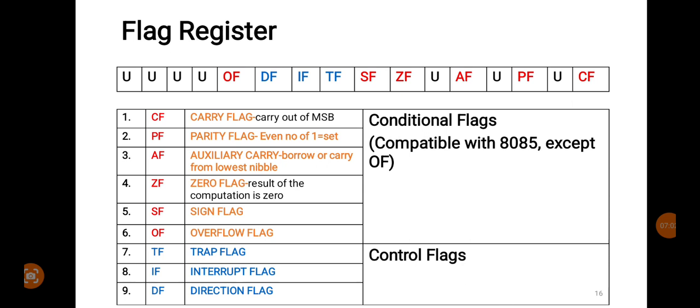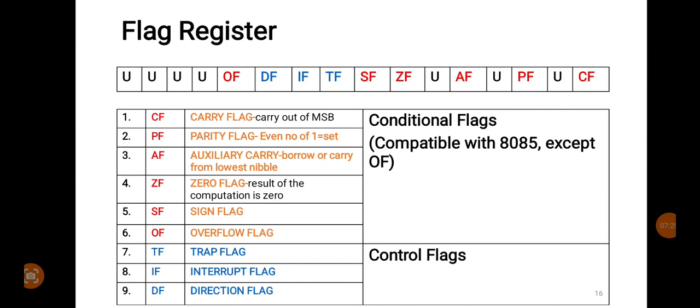Now we will see what flag registers are available. Mainly 9 flags are available in the 16-bit register. Here they are grouped into 2 categories, conditional flag and control flag. The conditional flags are carry flag, parity flag, auxiliary carry, zero flag, sign flag, overflow flag.